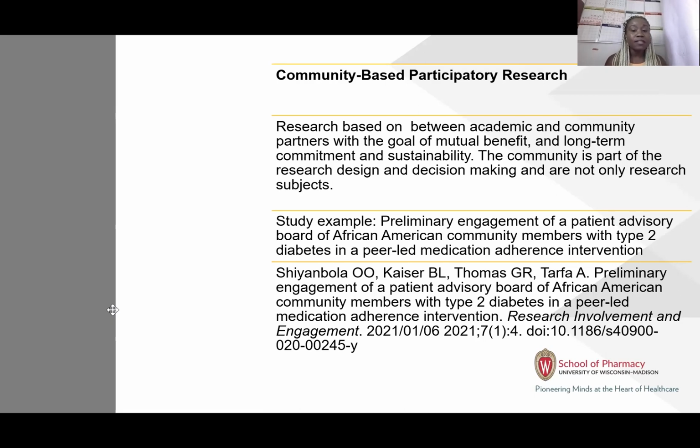And so an example is actually a paper that I wrote with my advisor. It's a preliminary engagement. So we had a patient advisory board of African Americans living with type 2 diabetes that helped us design our study for African Americans living with type 2 diabetes. So you have people with lived experience really helping you see what you can't see and being part of the research process. And we have fantastic results because of this, that community members are part of our research team, and we're not just researchers researching on a group.